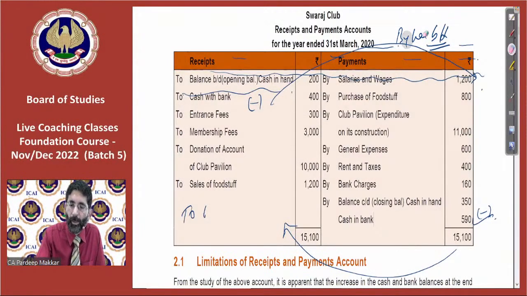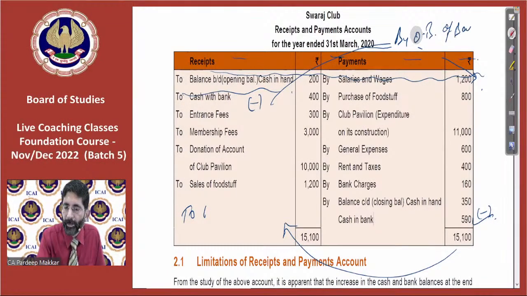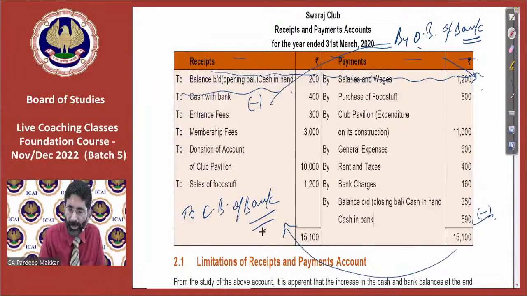Like you will write here by cash, by amount payable to bank. The opening balance, you may write opening balance of bank, like that. You may write anything by opening balance of bank. If it is negative, here to closing balance of bank, that is not a problem. You may write anything as per your suitability.